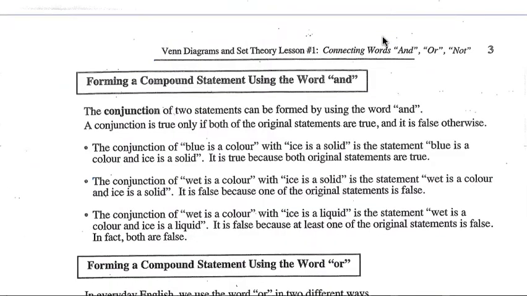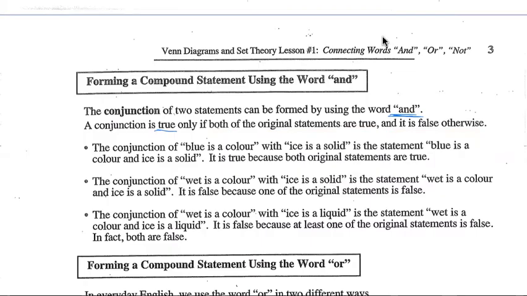Forming a compound statement using the word and. A conjunction of two statements can be formed by using the word and. Okay? It's only true if both the original statements are true, and it is false otherwise. So both statements in the conjunction have to be true for the overall compound statement to be true.